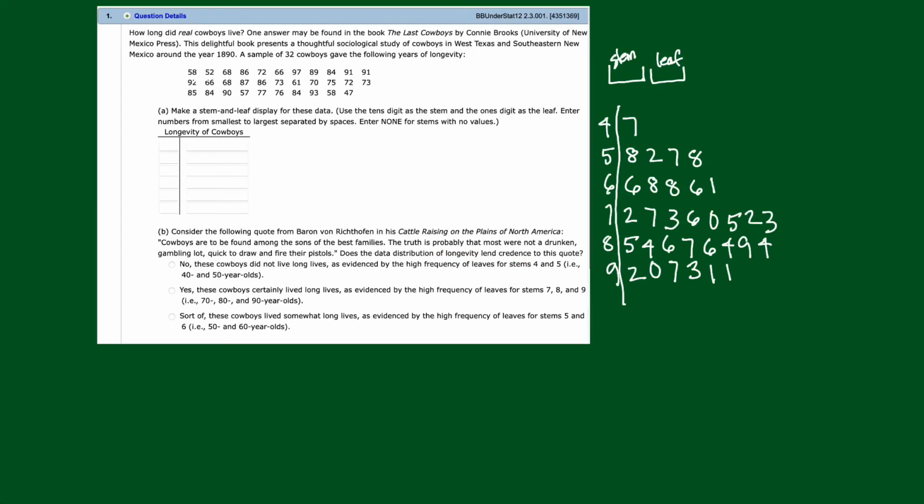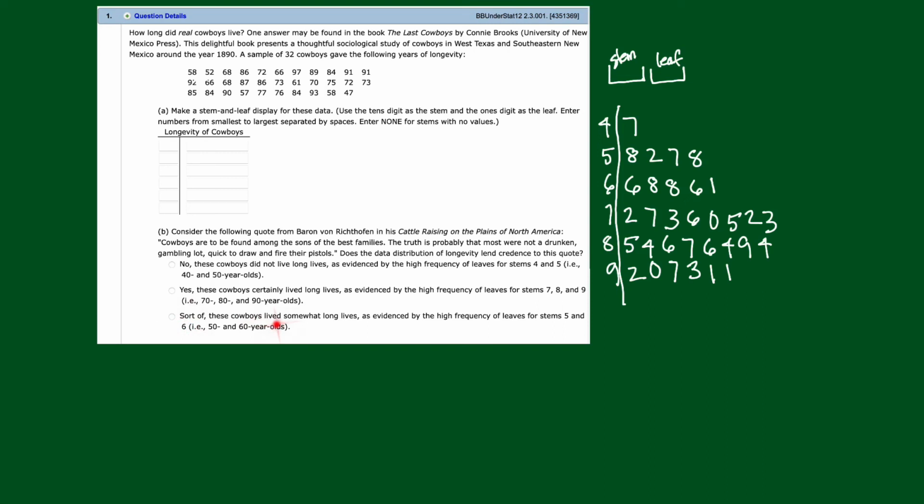Here are our possible answers. No, these cowboys did not live long lives. Well, look at this down here. This is short lives. It looks like most of the cowboys are living in their 70s and 80s. So I think I'd scratch the first one. What about the second one? Yes, these cowboys certainly live long lives as evidenced by the high frequencies of leaves in stems 7, 8, and 9. That looks true. What about this last one?